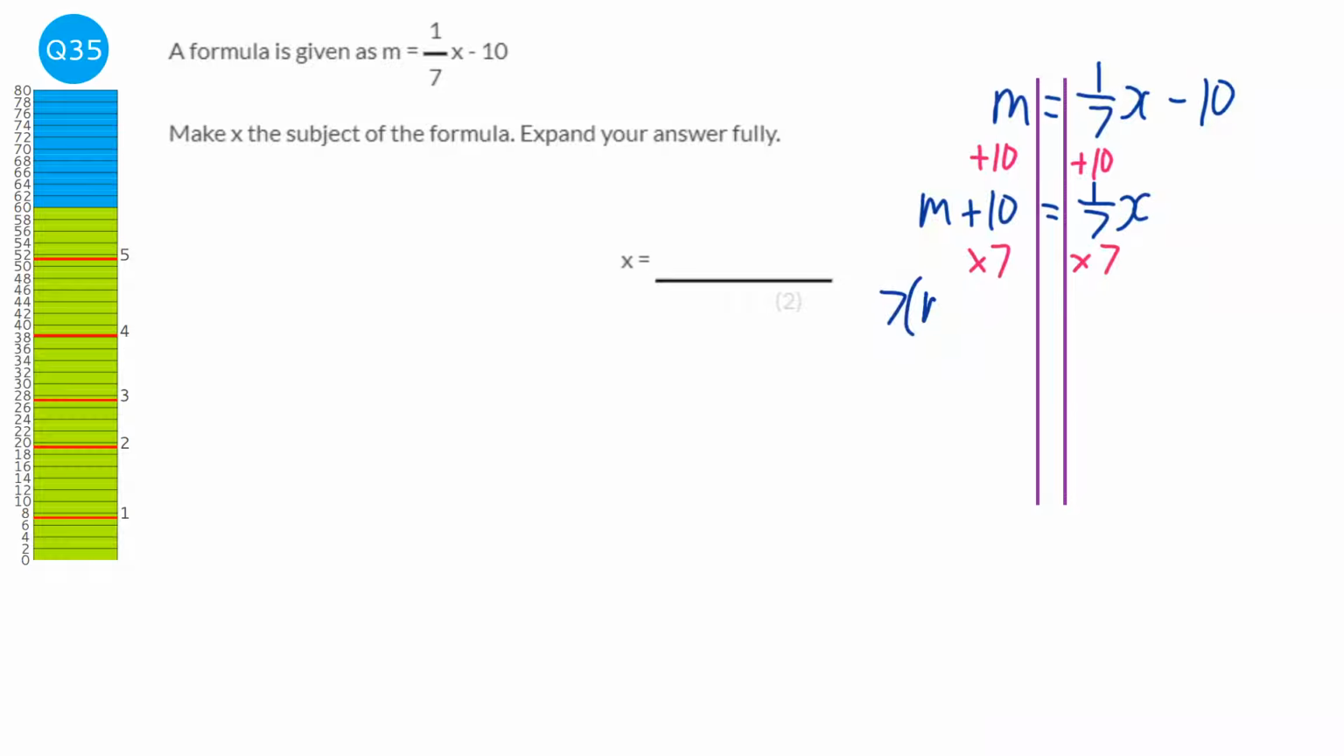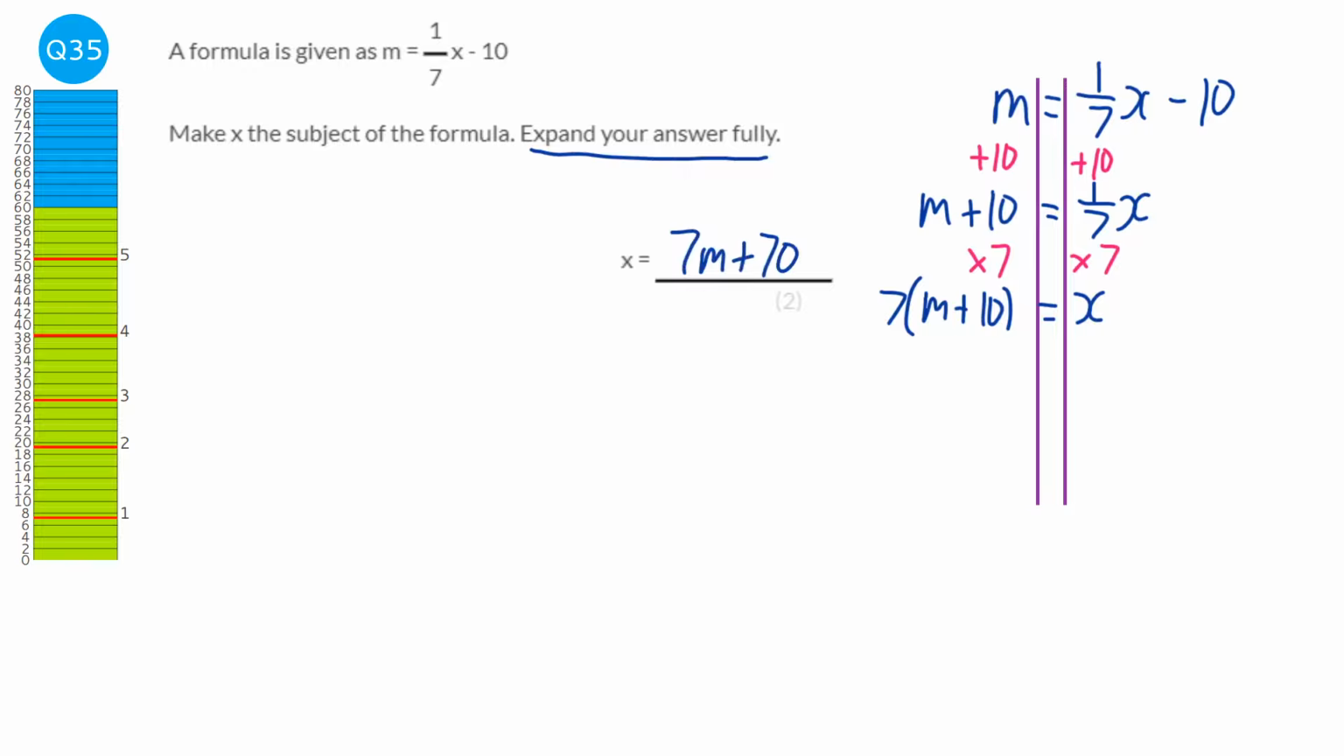So 7 brackets m plus 10 equals x. So x therefore would equal 7 brackets m plus 10, but it says expand your answer fully, so we're just going to expand the brackets.